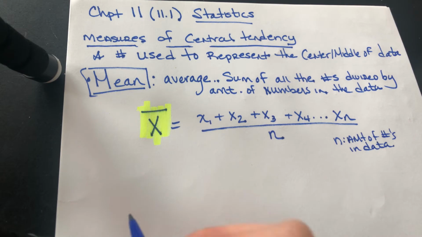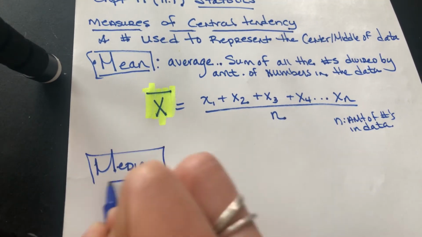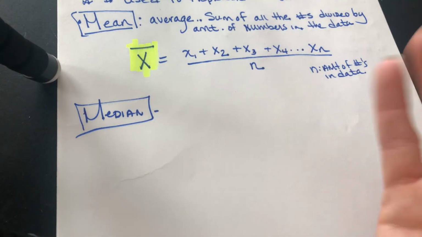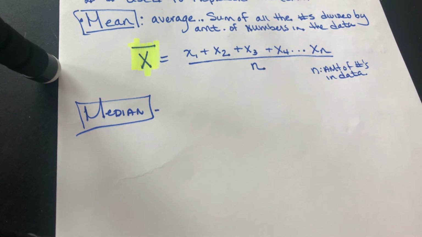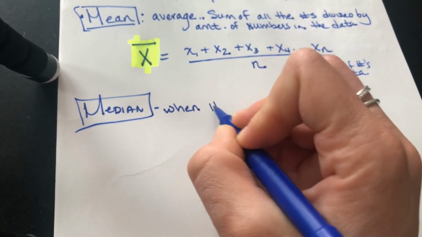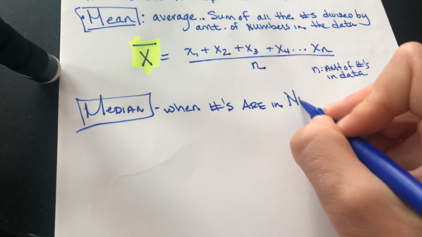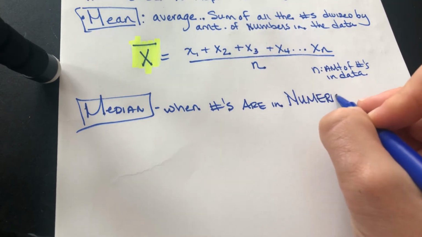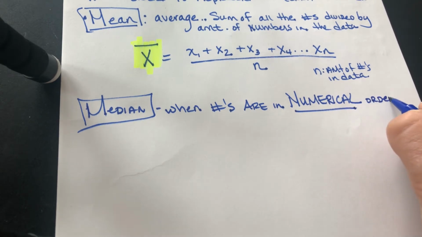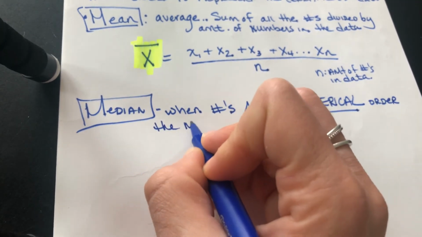Okay, pretty simple. So the next one I want to talk to you about is your median. Median's pretty easy to know. Just think median like the median when you're driving on the road, and the median's in the middle. So here's the key though, here is the biggest thing you have to make sure you have. Your numbers must be in numerical order. And when they're in numerical order, the middle number is the median.